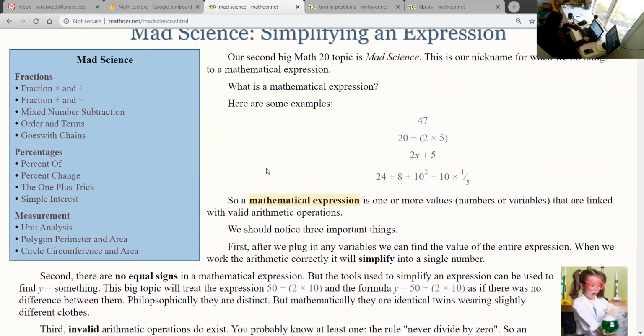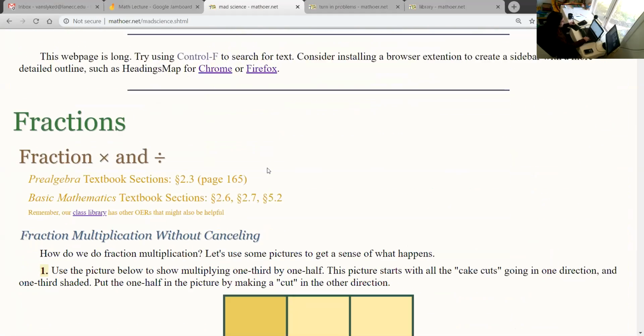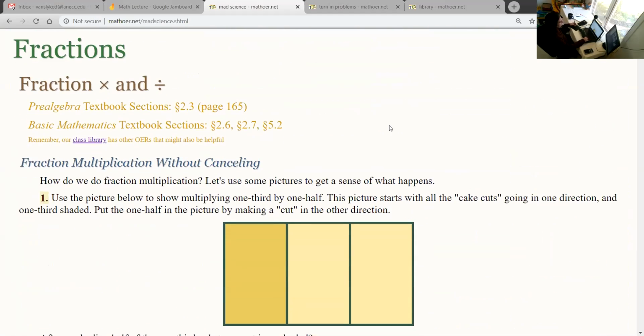So read this intro a little more carefully, but that's what we're doing. The first thing we're doing with more than one number at a time is multiplying and dividing fractions. If you're in the free textbook, we're on page 65. If you're in the green textbook, we're in those sections.